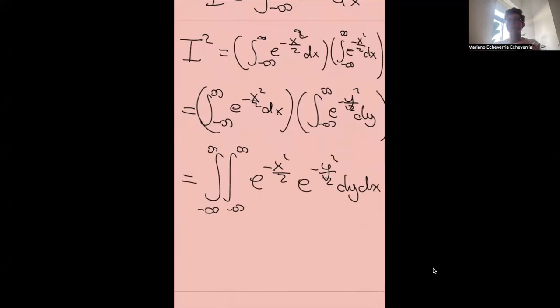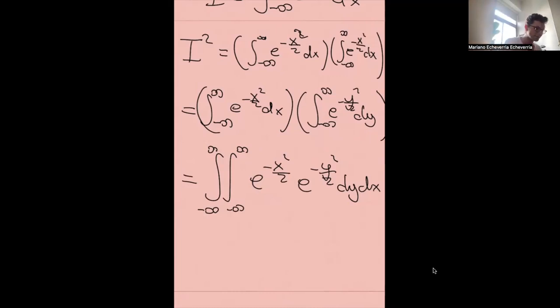It does work because the thing that you're integrating here splits as a product of something that depends on x and something that depends on y. In general, it is not true that if you have a function of x, y, then you can just multiply the integrals. But when the function of x and y is a product of something that depends on x and something that depends on y, you can do that.